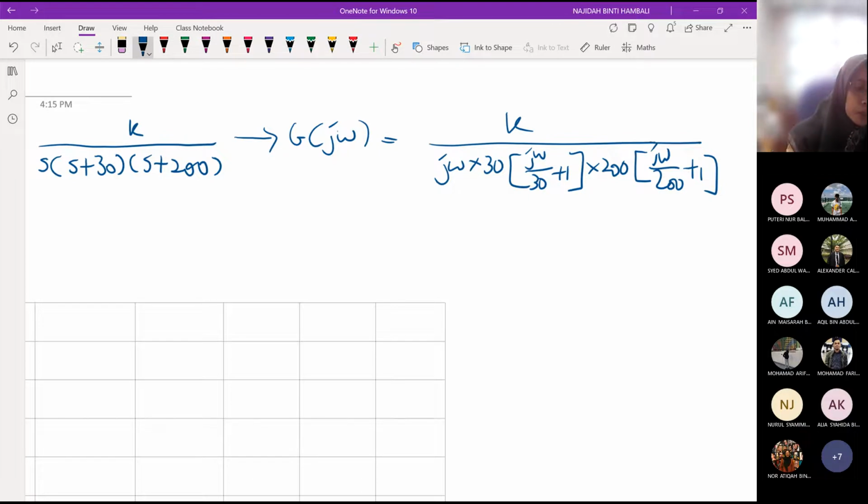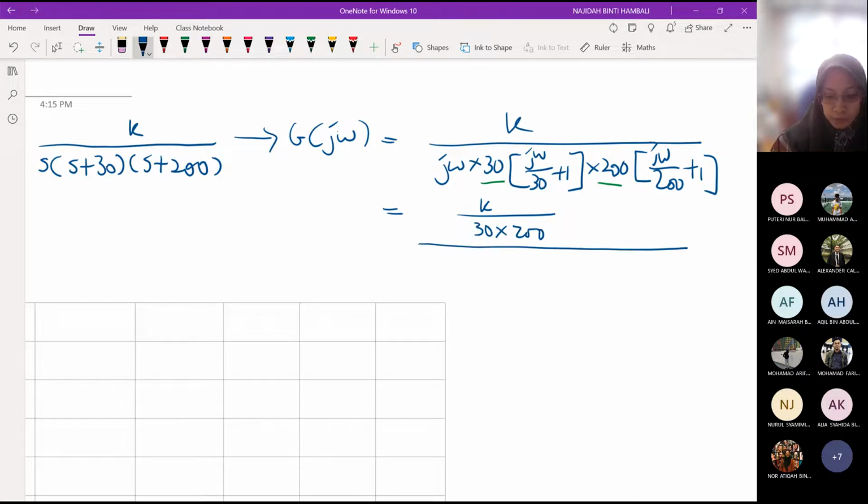Okay, next, what you need to do. This constant, you need to settle with the constant K at the numerator. So it becomes 3 over 30 multiply with 200. Then you have this one.